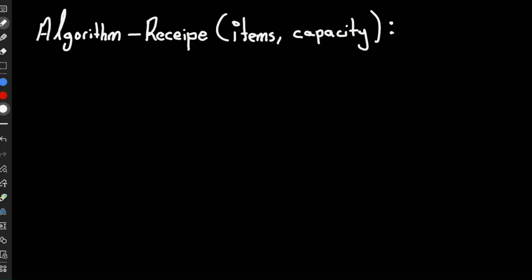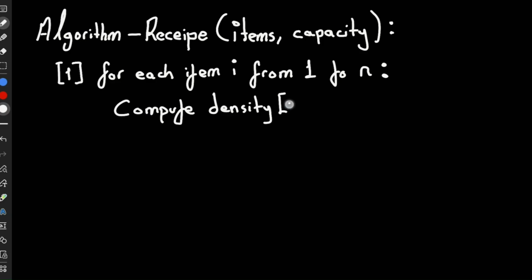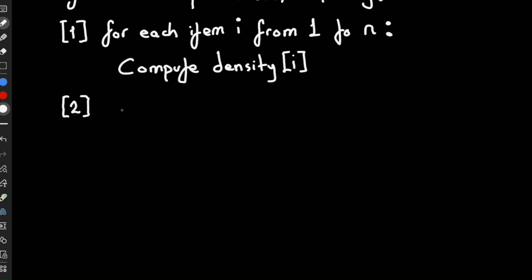First of all, we are sending items and capacity as our parameters. So, for each item I from 1 to n, where n is the number of items, I will compute the density. After computing the density for each item, I will sort all items in descending order of density.